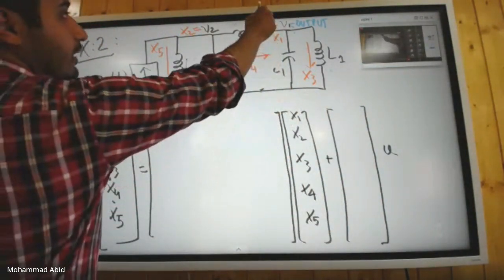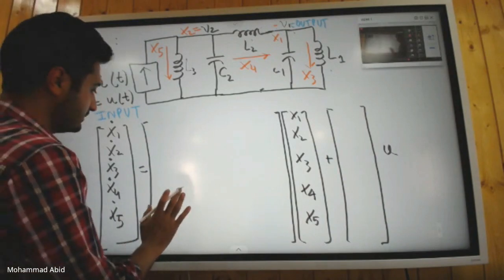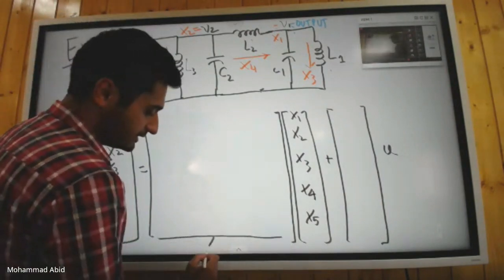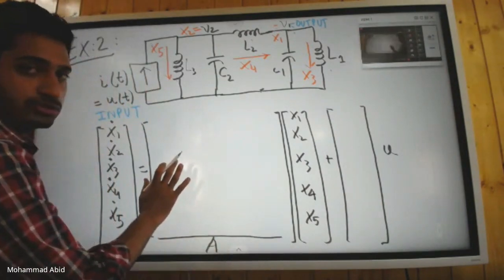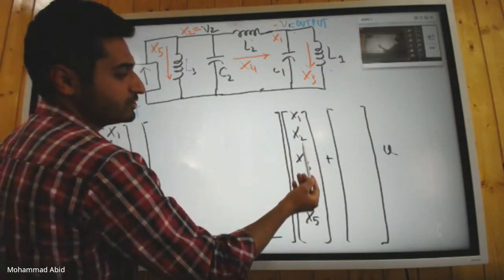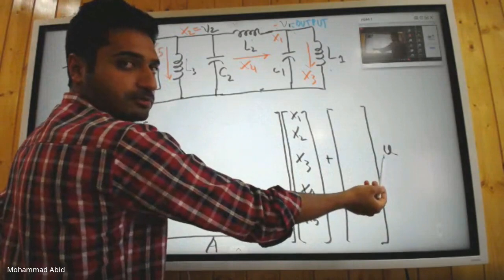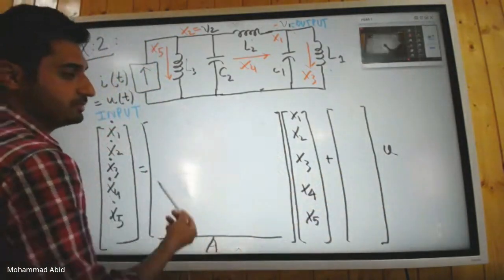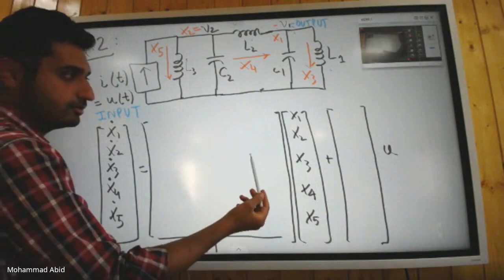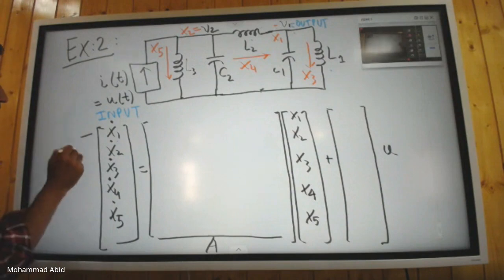Just write the equations. Try to do it yourself. And you have to keep in mind some things. If this is your A matrix, it's not necessary that every entry will be non-zero. There are some entries which will be zero. Like x1 dot will have a relation with only some entries, so the rest will be zeros, and it may or may not have any relation with the input. So not every entry will be non-zero. Some entries can be zero. First of all, just write the equations. You just have to obtain the equations for x1 dot, x2 dot, and so on.